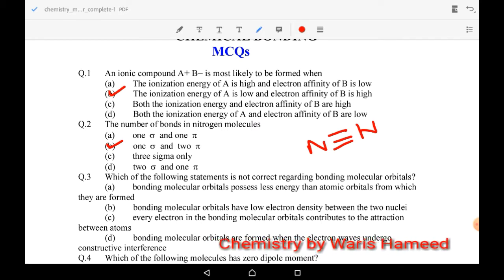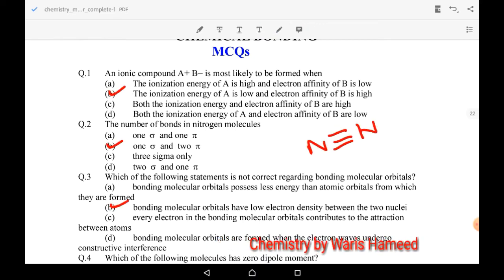Which of the following statements is not correct regarding bonding molecular orbitals? Bonding molecular orbitals possess less energy than the atomic orbitals from which they are formed. It is correct. Bonding molecular orbitals have low electron density between the 2 nuclei. It's the wrong statement about bonding molecular orbitals, because in this case the electron density is maximum between the nuclei.